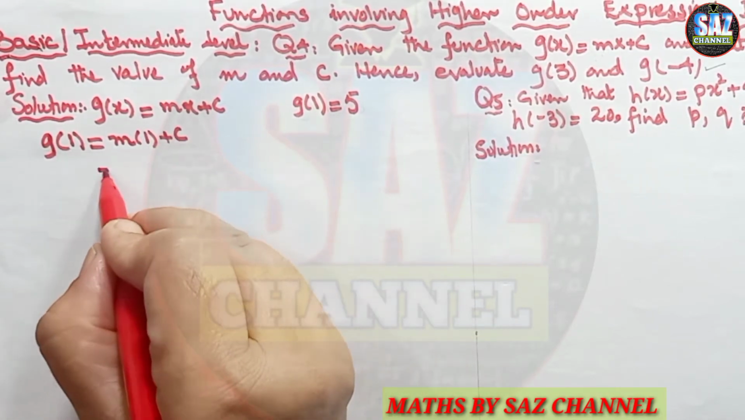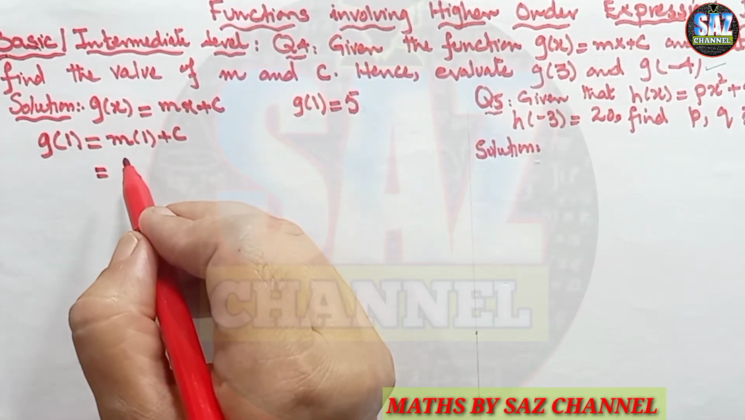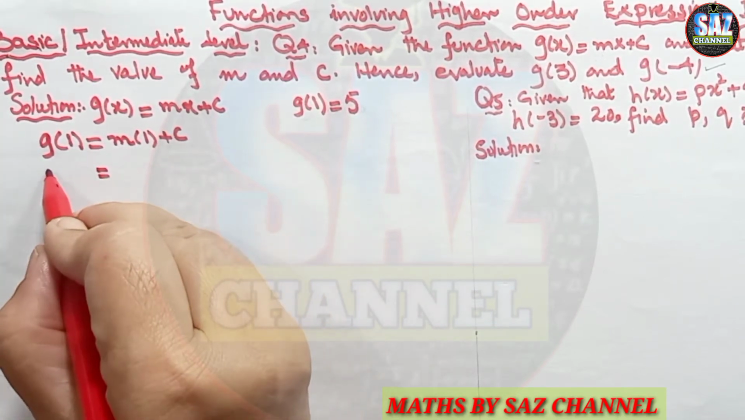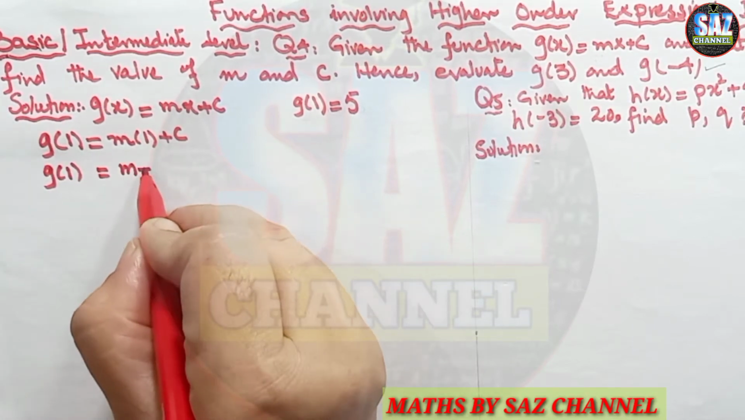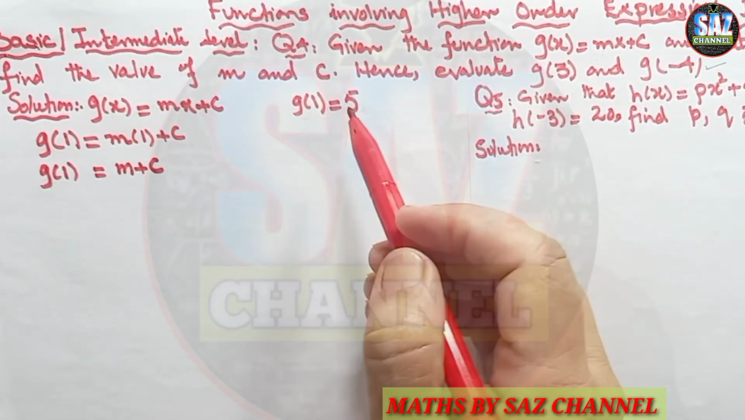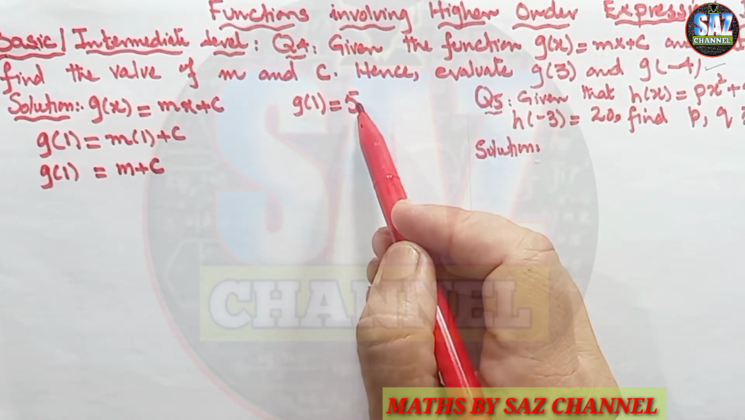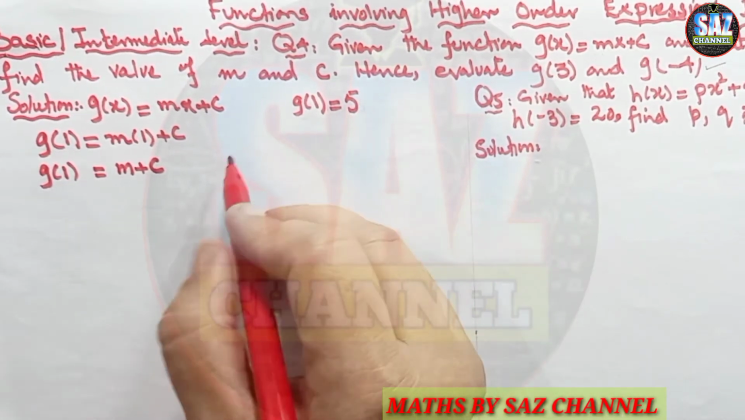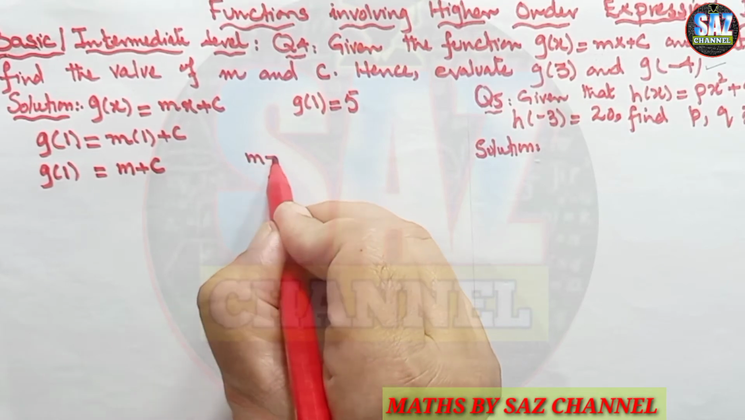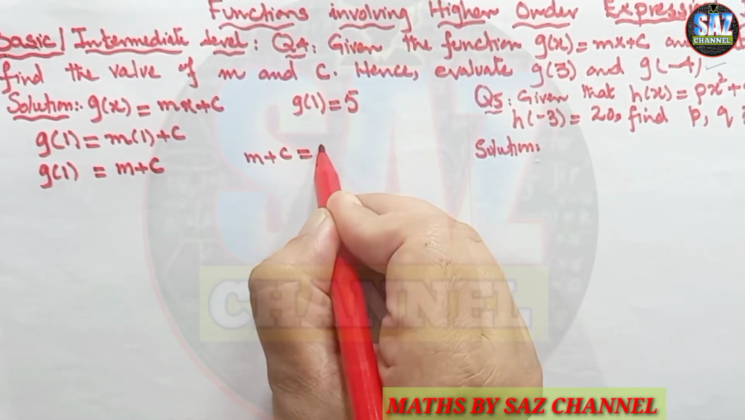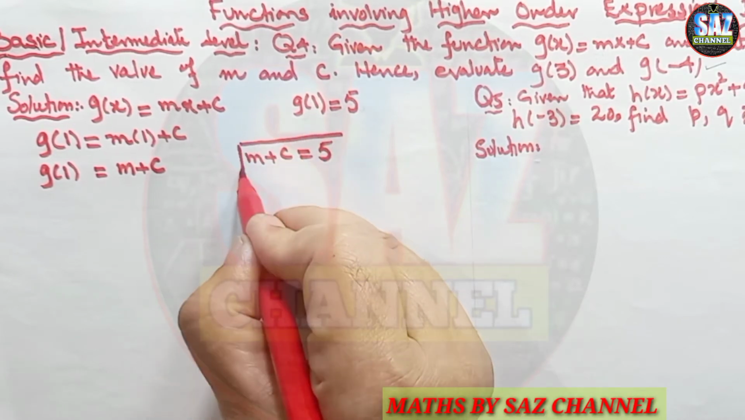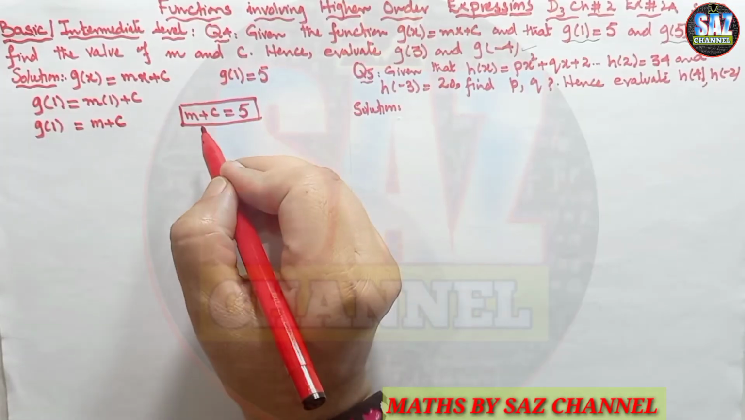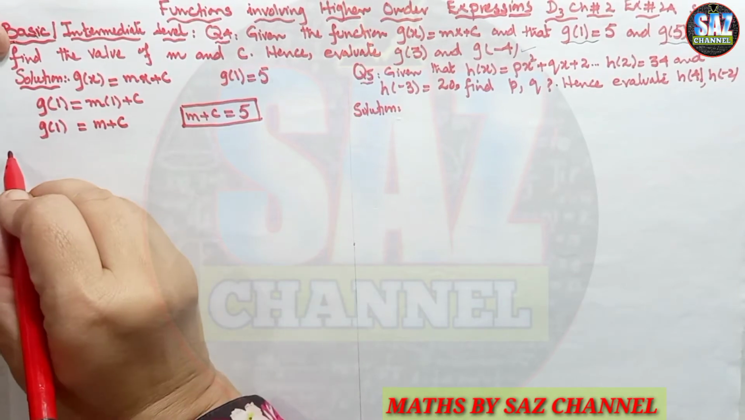Whenever we are multiplying any number by 1, our answer is the same number. So g of 1 will give me m plus c. Now if you look at the given condition, it says that g of 1 equals 5. So it means that m plus c equals 5. This is my first equation. Let's block the equation.